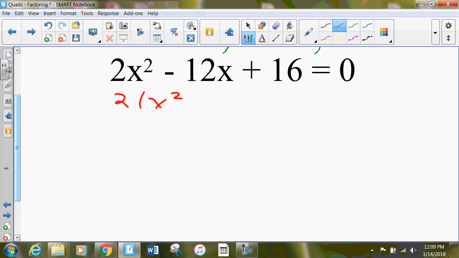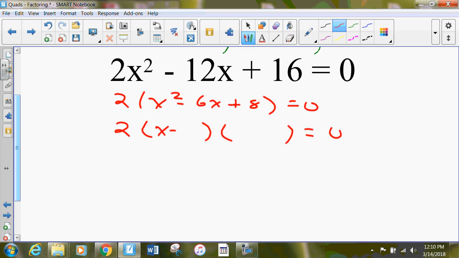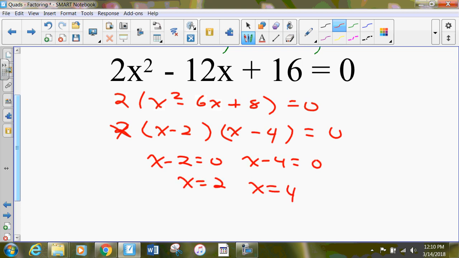Okay, hopefully you factored out the GCF and you set up and you decided your 2 numbers were -2 and -4. That looks good, right? You brought down your x minus 2 equal to 0, and you decided that your answers were 2 and 4.